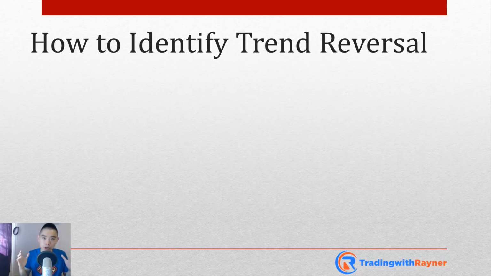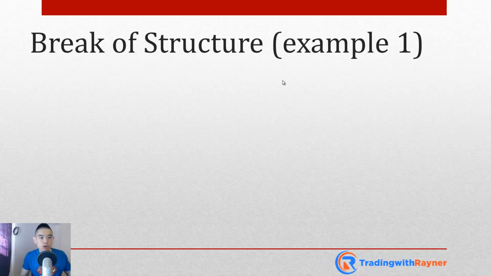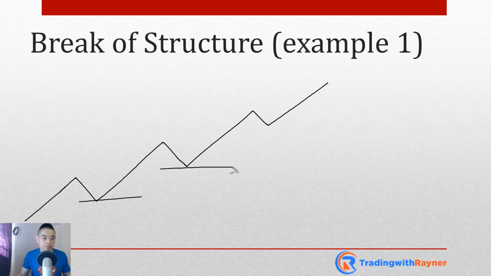Okay, so I'm going to share with you three things that you can pay attention to look for, to help you identify trend reversal in the market. The first thing that I want to share with you is what I call the break of structure. So think about this. In a trending market, let's say an uptrend, the price makes a series of higher highs and higher lows. You can see over here, higher lows and higher highs.